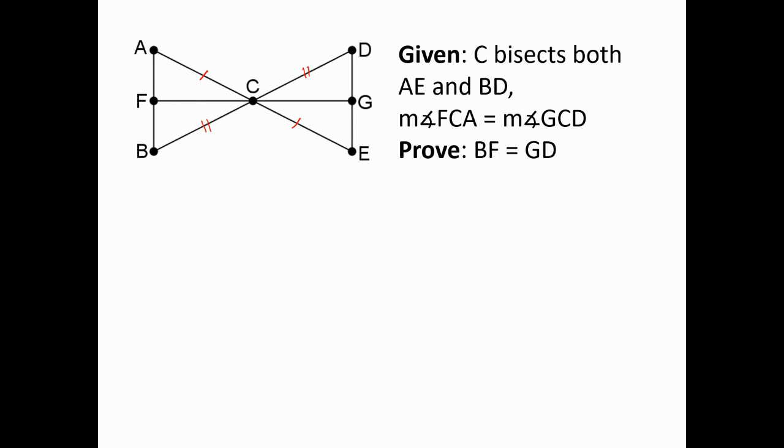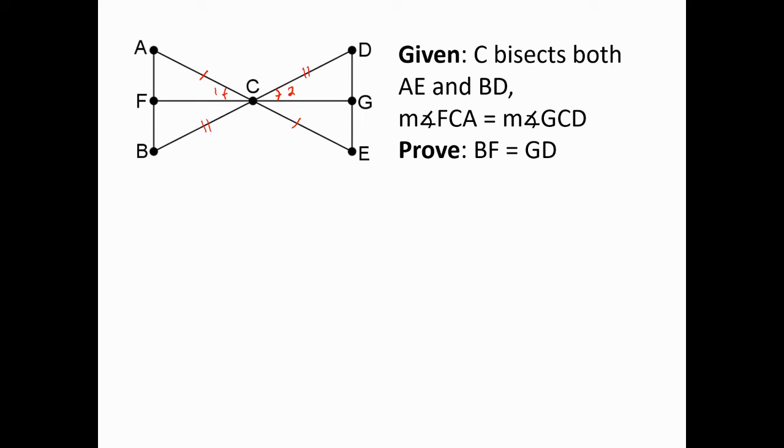And then we're told that the measure of angle FCA, which I will have reason to call angle 1 later on. And you're always free to do this. You can relabel angles if you like, and then make use of that relabel. Just make sure that it's clear in the diagram what you've done. So we're told that, again, the measure of angle FCA is equal to the measure of angle GCD, which I will call 2. Okay, so those angles are equal to one another. And then we wish to prove that BF is equal to GD.